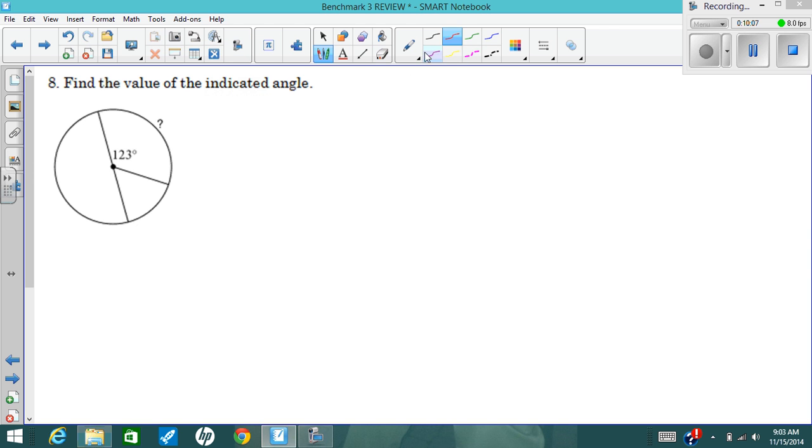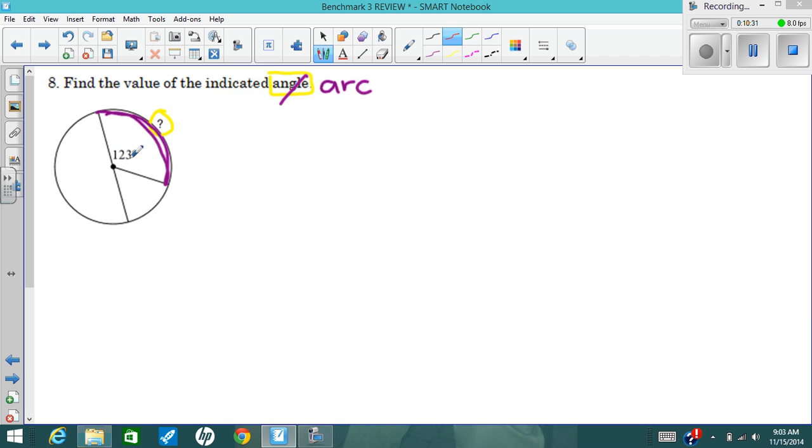Here we're trying to find the measure of the indicated angle. That is the one that is labeled with a question mark. And you might notice that that should not say angle. It should say arc. We have an angle. We're finding this arc. So that might have been a little confusing, so I hope I just cleared that up.